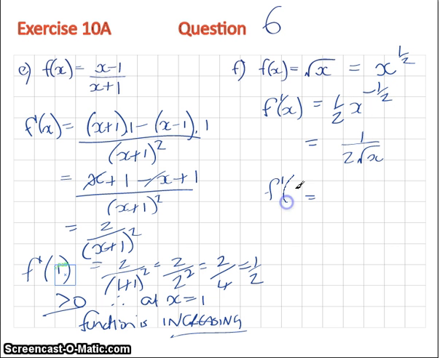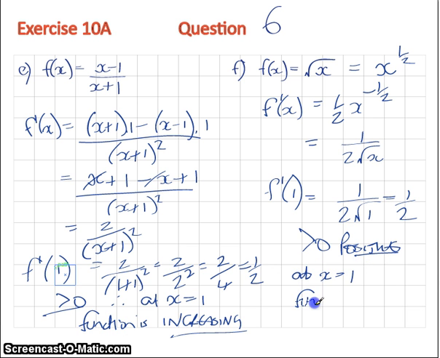So now I can evaluate that at the point where x is 1. 1 over 2 times the square root of 1. That's 1. It gives me just a half. Again, the actual value is not important. What is important is the sign, and I can see that this is definitely going to be positive. So I say that at the point where x equals 1, the function is increasing. And that's the end.